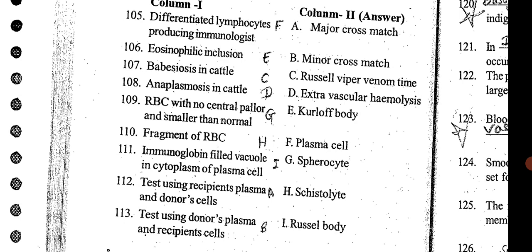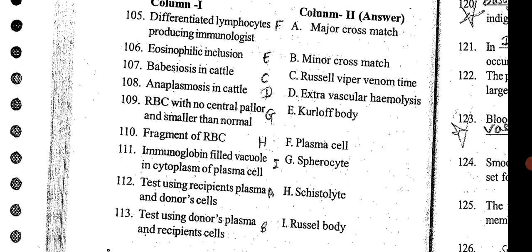Anaplasma in cattle, or anaplasmosis in cattle, has extravascular hemolysis. Anaplasmosis, by Anaplasma marginale as an example species, causes extravascular hemolysis, and babesiosis in cattle is linked with the Russell viper venom time and eosinophilic inclusion. Eosinophilic inclusion is in Curl bodies, or Curl bodies have the eosinophilic inclusions. Anaplasmosis in cattle has extravascular hemolysis.